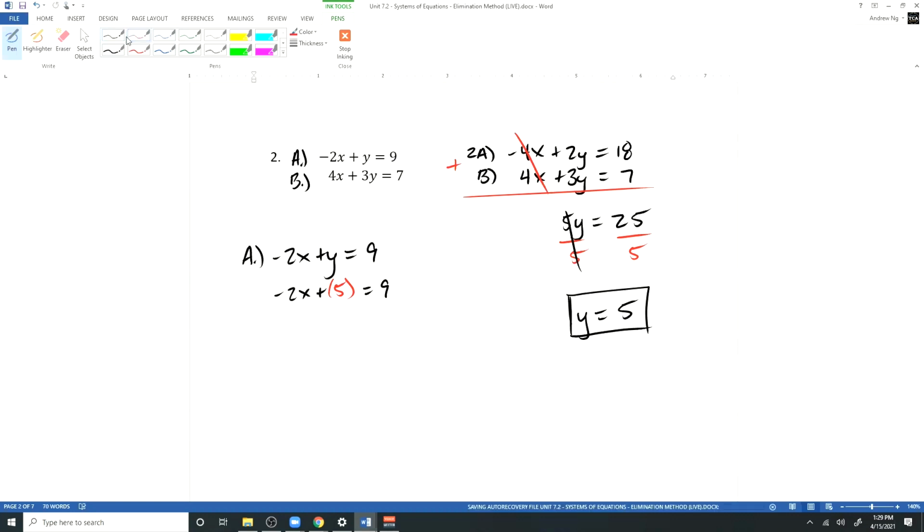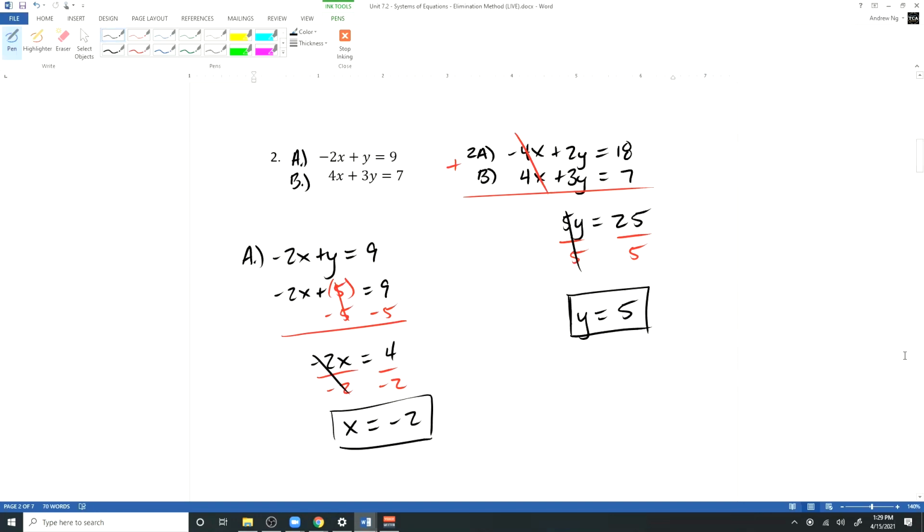Subtract 5 from both sides. Get negative 2x equals, that would be 4 left over here. Finally, divide by negative 2. So x equals negative 2. All right, any questions there?